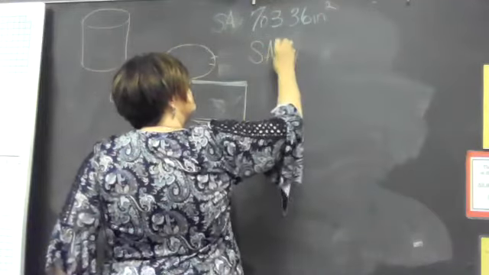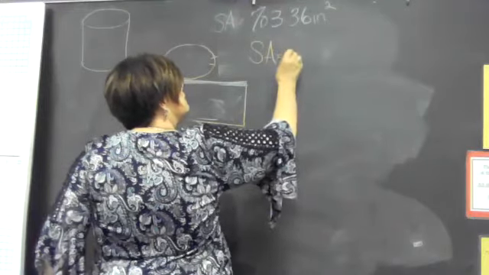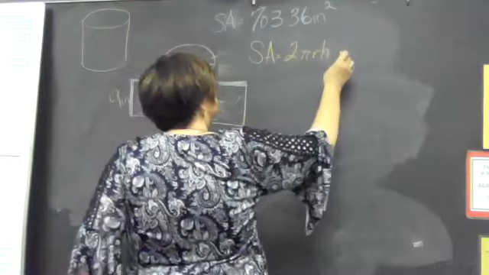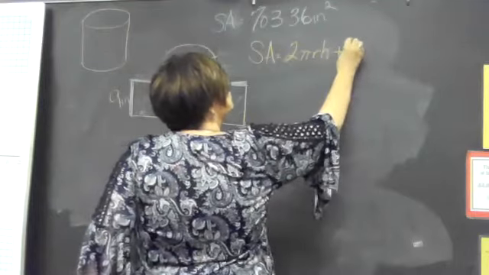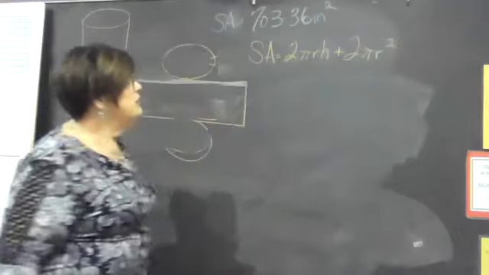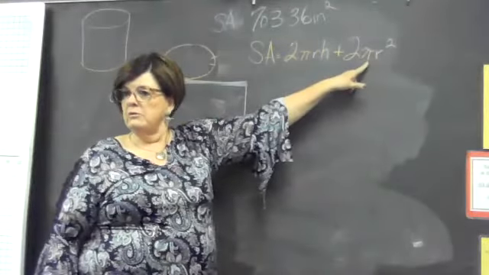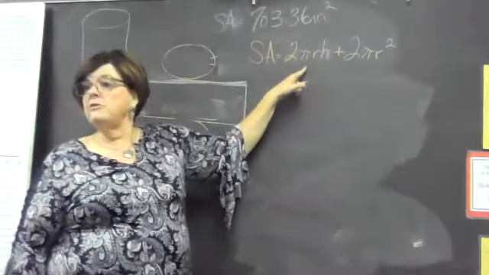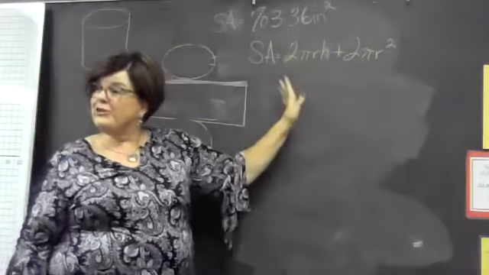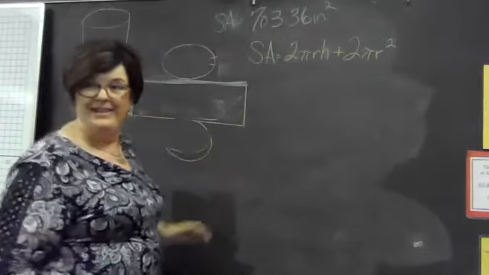It's 2 pi r h plus 2 pi r squared, right? And believe it or not, if you look at this, 2 pi r squared, that's the two circles. And this one tells you how to find the area of the rectangle, the label. But this is on your formula chart, so you don't have to stress so bad.